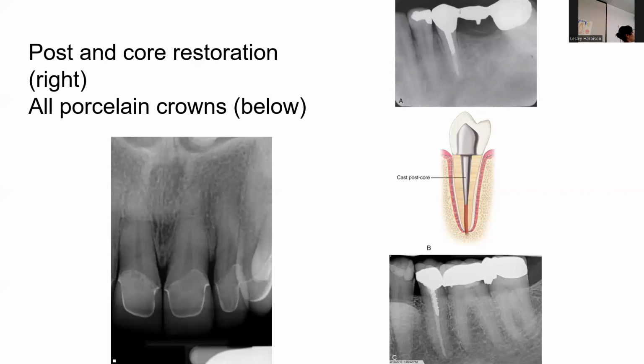They prep the tooth down, and then they might mill their own crown, and usually they're all porcelain, or they might get it from a lab. So it just depends on the way the doctor does it.